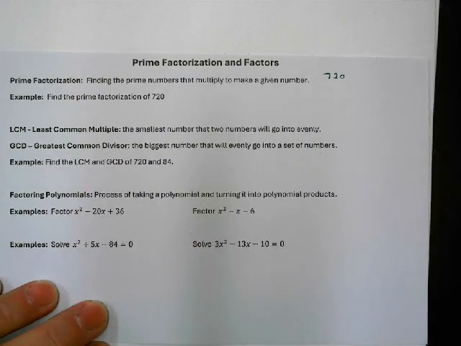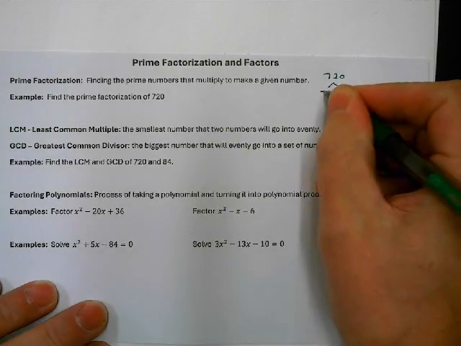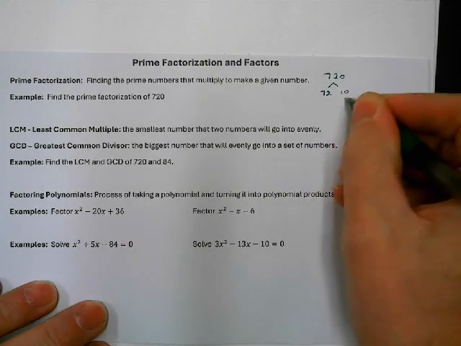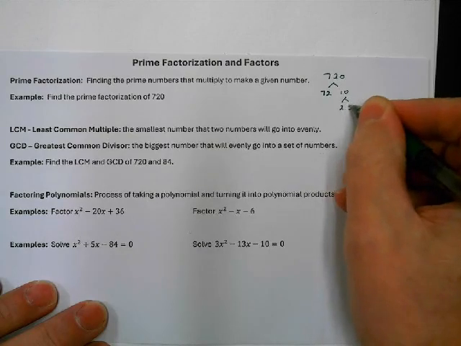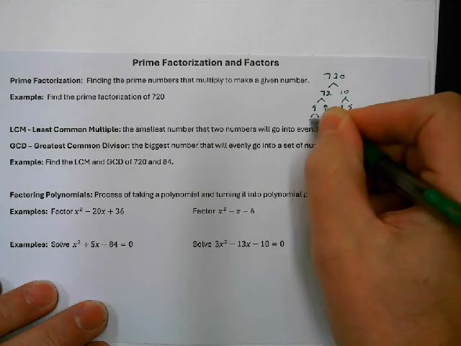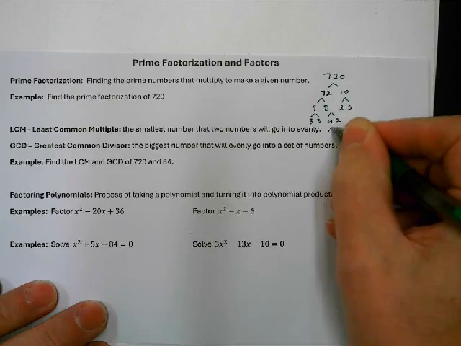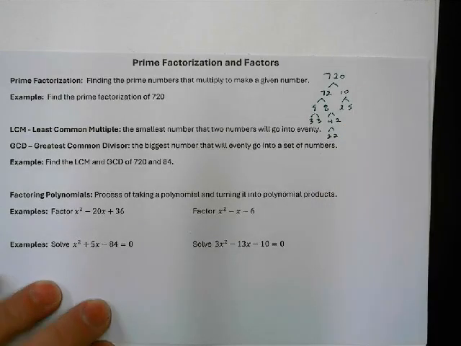So I'm going to start breaking down 720 until I get down to prime numbers. 720, I might break it down as 72 times 10. And 10 is 2 times 5. And 72 is 9 times 8, and 9 is 3 times 3, and 8 is 4 times 2, and 4 is 2 times 2. I now have all my prime factors at the end of my factor tree here.